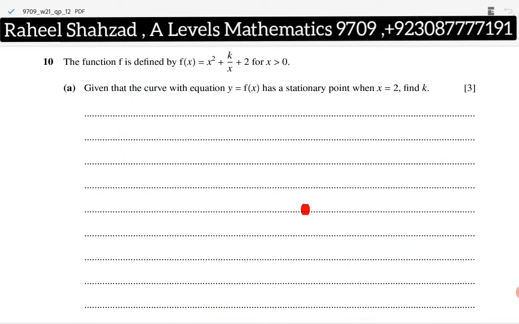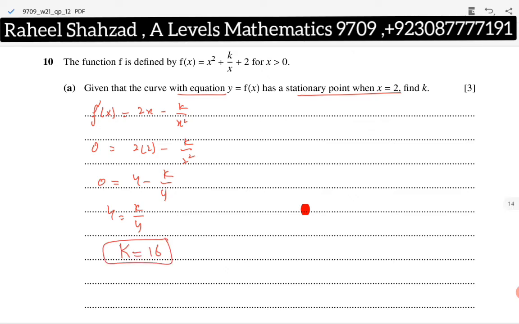Okay, next question 10. The function is defined, given that the curve with the equation y equals f(x) has a stationary point when x is equal to 2. So first of all find f prime of x, that is 2x minus k divided by x square, and it has a stationary point, that means it will be 0 at x equals 2. So 2 into 2 minus k divided by 2 square, that makes it 0, is equal to 4 minus k divided by 4. So 4 is equal to k divided by 4, and k becomes 16. k is equal to 16.